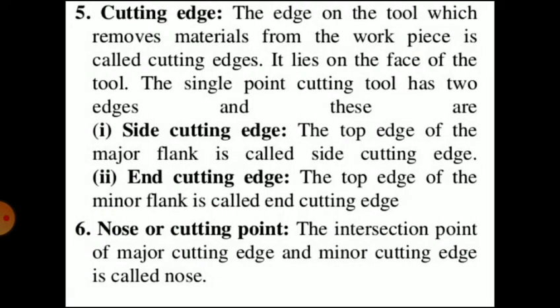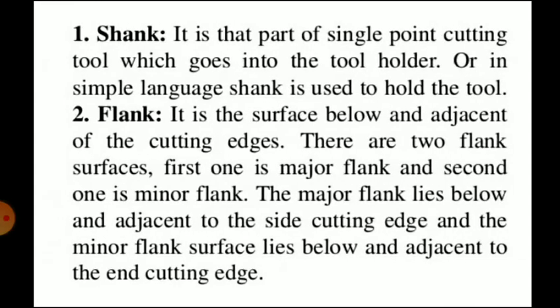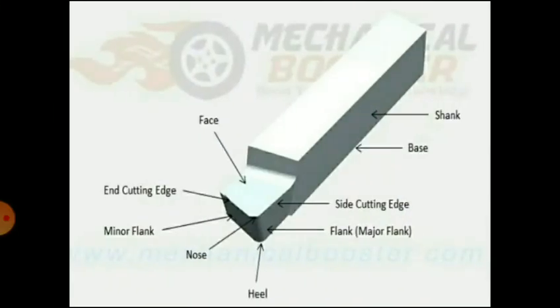Then the nose, or cutting point. It is the intersection point of the major cutting edge and minor cutting edge, the point where the side cutting edge and end cutting edge intersect. This intersection point of the end cutting edge and side cutting edge is given a name, that is the nose.